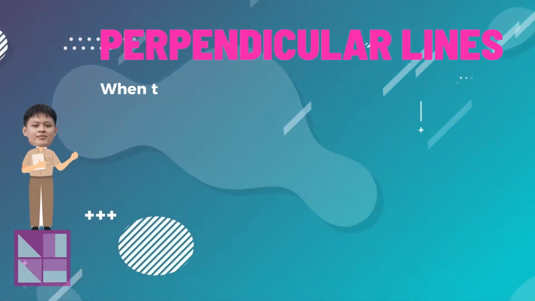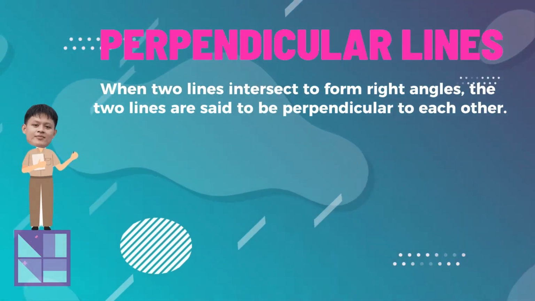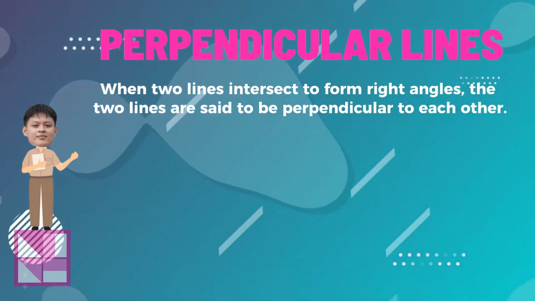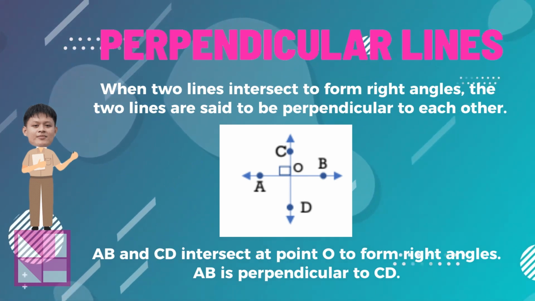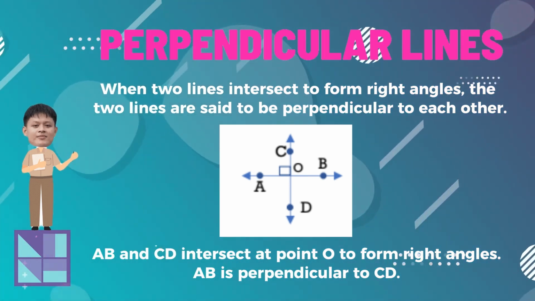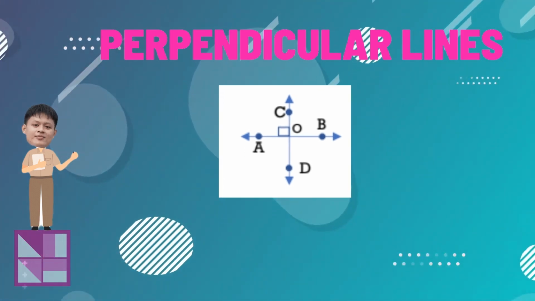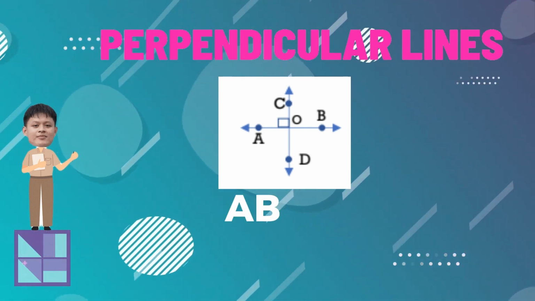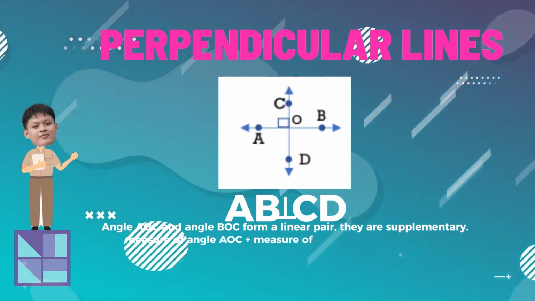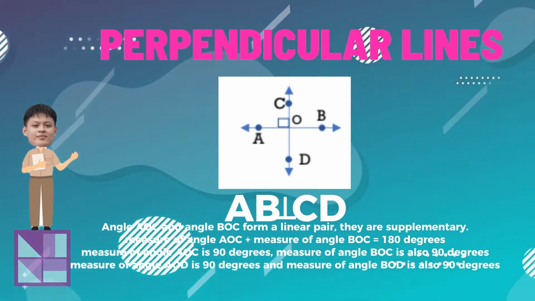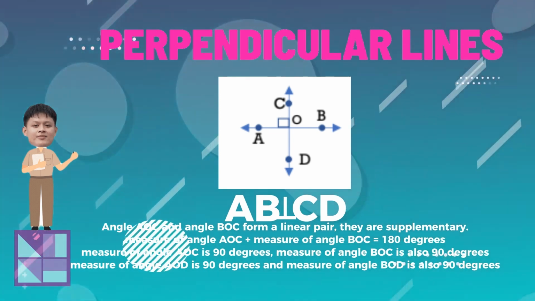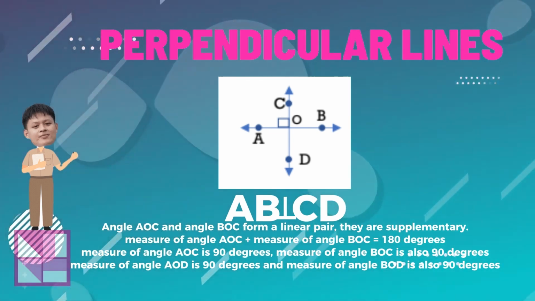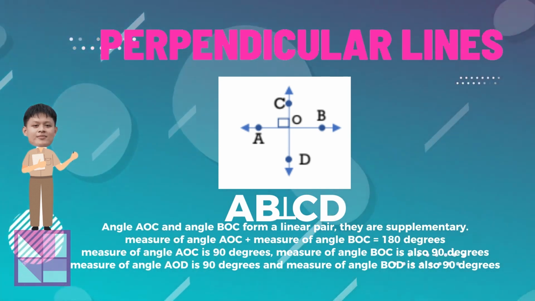Now, let's proceed to perpendicular lines. When two lines intersect to form right angles, the two lines are said to be perpendicular to each other. In the figure, AB and CD intersect at the point O to form right angles. We can say that AB is perpendicular to CD. In symbols, we write AB ⊥ CD. Since angle AOC and angle BOC form a linear pair, they are supplementary. That is, the measure of angle AOC plus the measure of angle BOC is equal to 180 degrees.